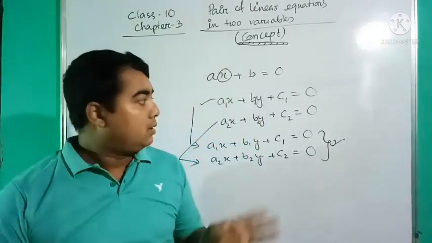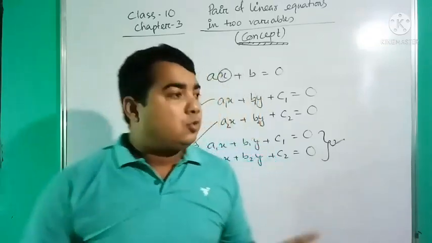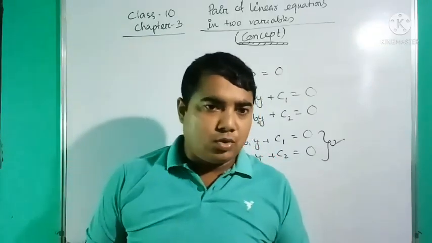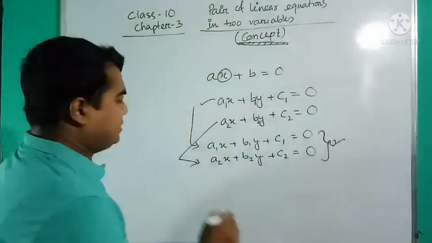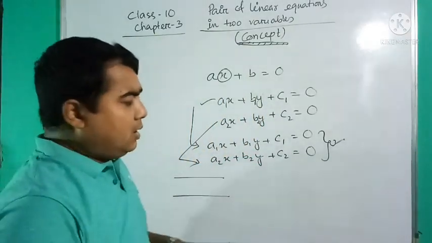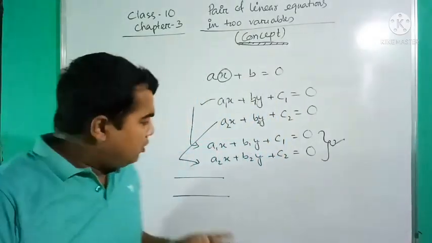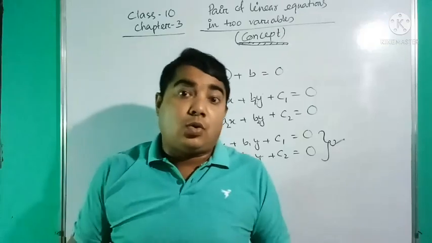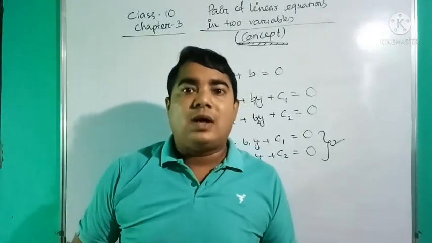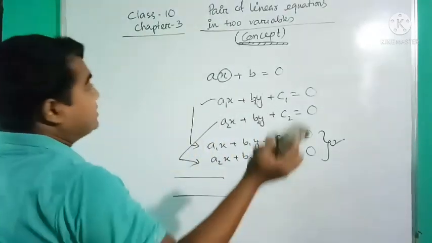But in class 10, our main topic is this: if two equations are given, or two lines, meaning one line and one more line, the question is whether these two lines will intersect at one point, or both lines will be parallel or coincident. Coincident means one on the other. Let me explain.